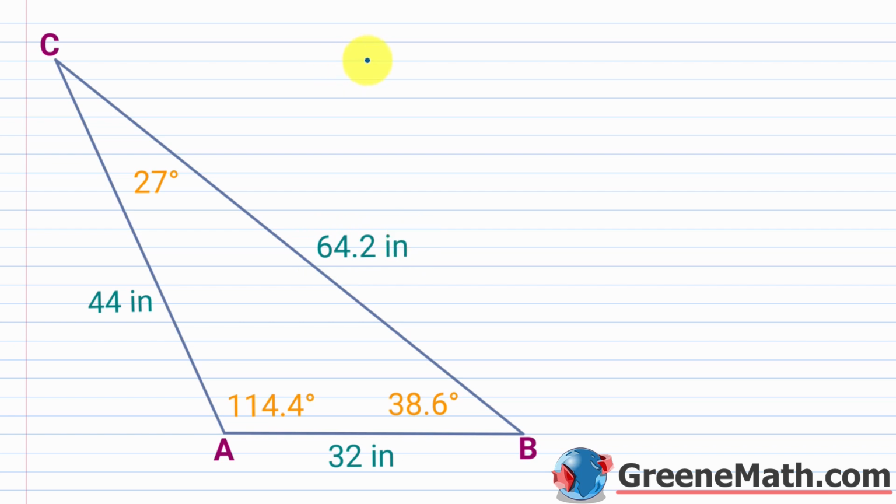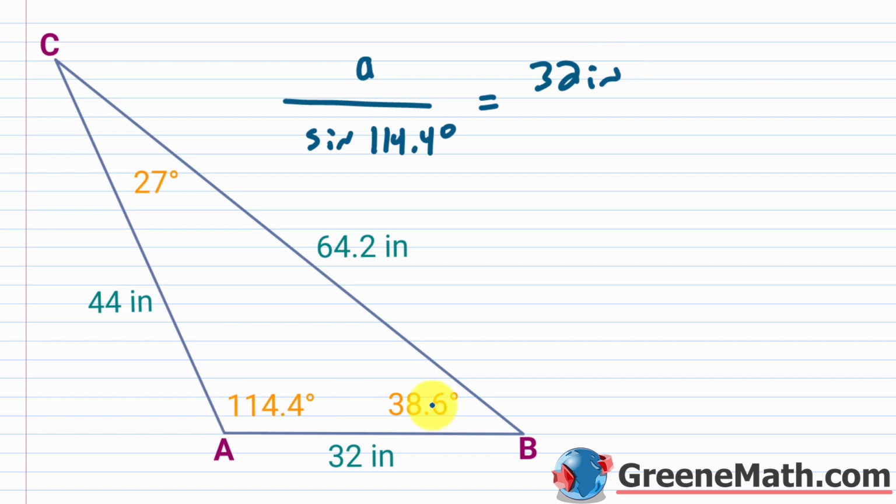And again, if you want to get this, you would take little a, which is the length of this side here, over your sine of A, the angle measure there, that's 114.4 degrees. This would be equal to, again, you could use this one right here and this one right here. So let's say that we're going to use little c, which is 32 inches. Again, that's the length of this side right here. And this would be over the sine of, in this case, this angle C, that's going to be 27 degrees.